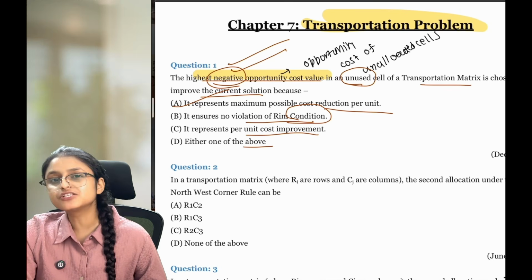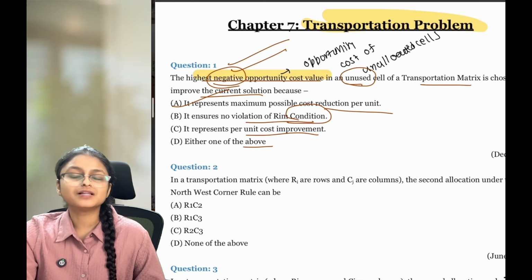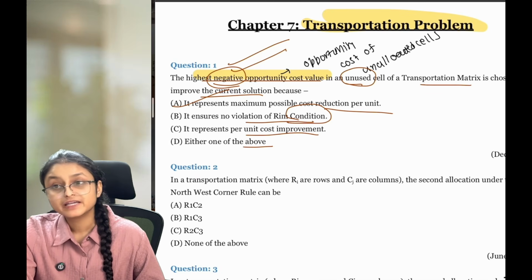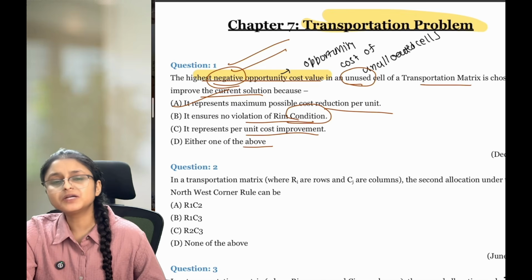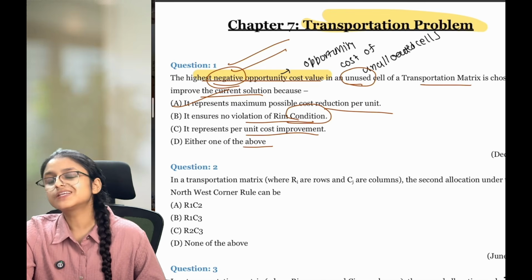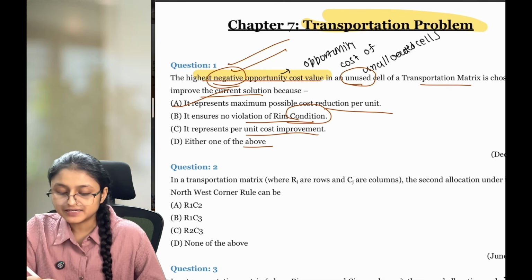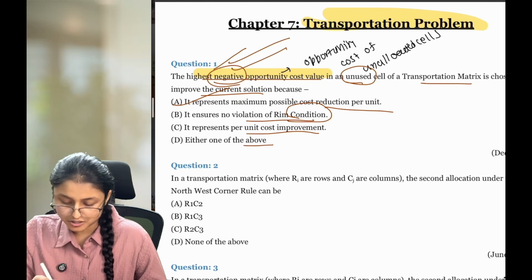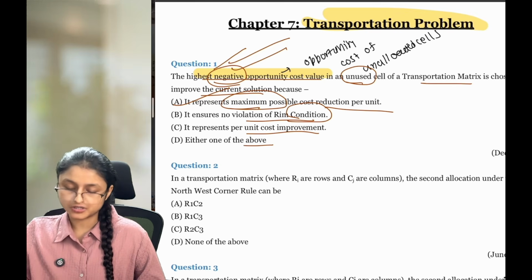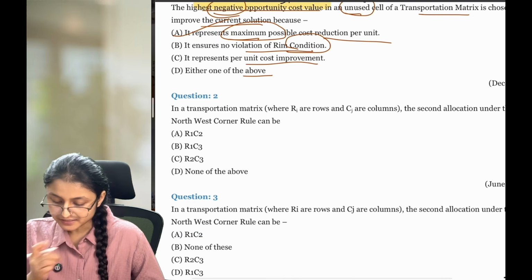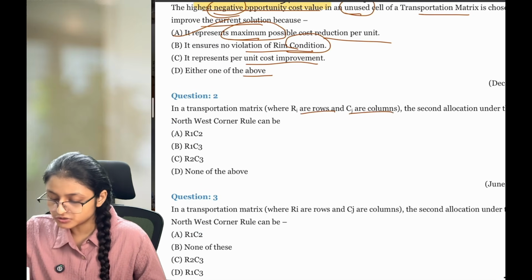Now what is rim condition? Your supply and demand should be equal. That is your rim condition. Okay? It represents per unit cost improvement, but all the negative opportunity cost value cells are showing us the per unit cost improvement. It's not anything specific in the highest negative opportunity cost value. The specific thing here is, here we have maximum cost reduction as compared to any other negative opportunity cost value cell. Okay? In a transportation matrix, Ri are rows, Cj are columns.